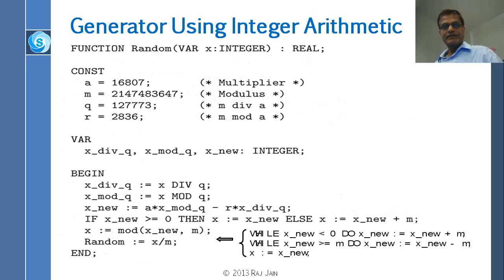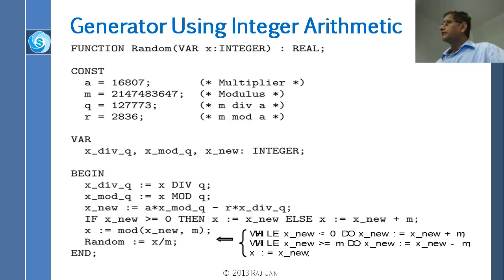All right, let's see the implementation first. The first thing you do is figure out A and M, which are given to you, then you figure out Q and R. Then you have these four integers that you calculate: X div Q, X mod Q, and X new by this formula. If X new is greater than 0, then X is equal to X new. If X new is negative, then you add M to it, and X is equal to X new mod M. When you add M, this is mod M, and you keep doing this. So while X new is less than 0, X new is equal to X new plus M. Keep doing this.